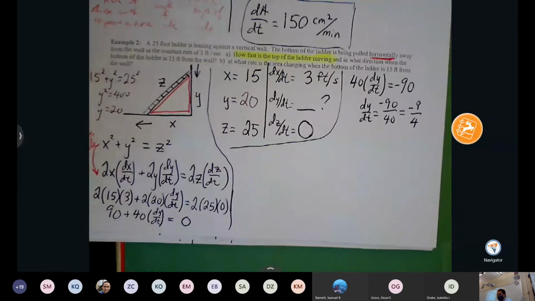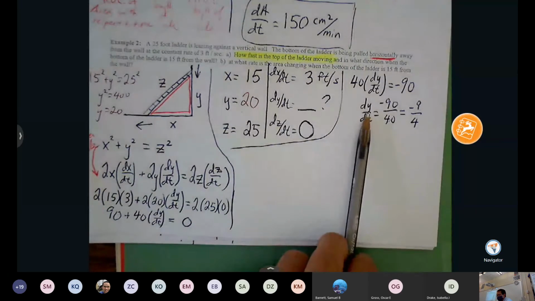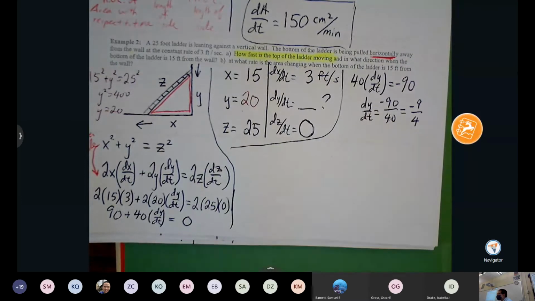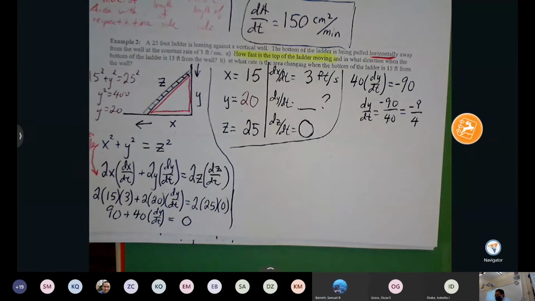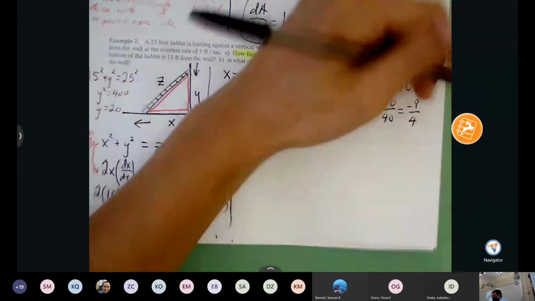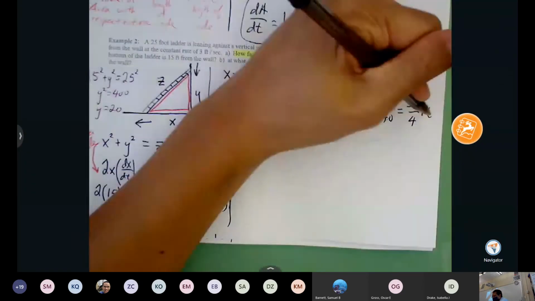The next question is, what is the unit of measure for dy/dt? Think about the unit of measure for y, think about the unit of measure for time, and what do we get? Negative 9/4 feet per second. Yes, just like x. Y and x and z are one-dimensional units. It's not area, it's not volume, so it's feet for the y and seconds for the time, so feet per second.